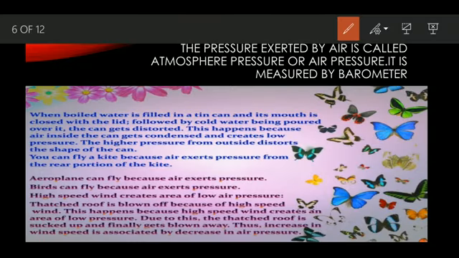And students, I just want to introduce the term atmospheric pressure. The pressure exerted by air is called atmospheric pressure or air pressure, and it is measured by an instrument, and the name of this instrument is barometer. Atmospheric pressure is measured by an instrument known as barometer.